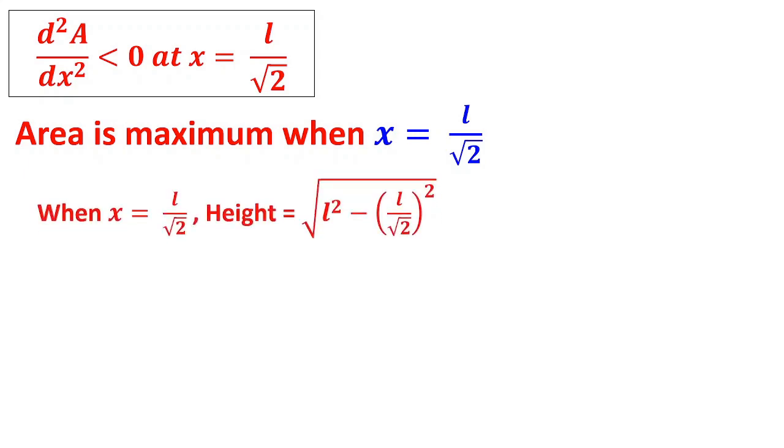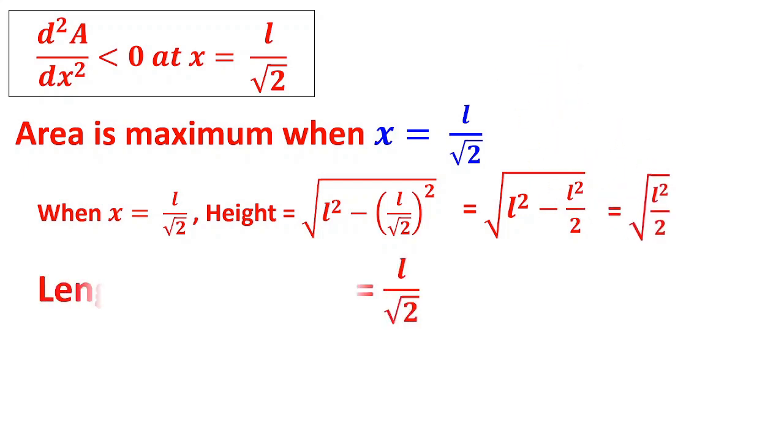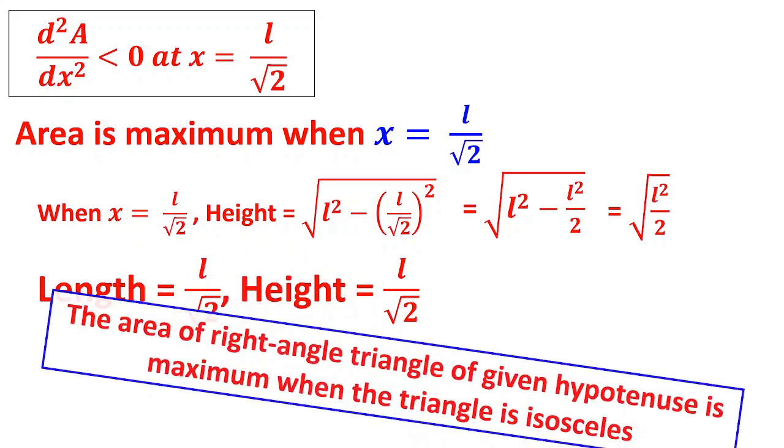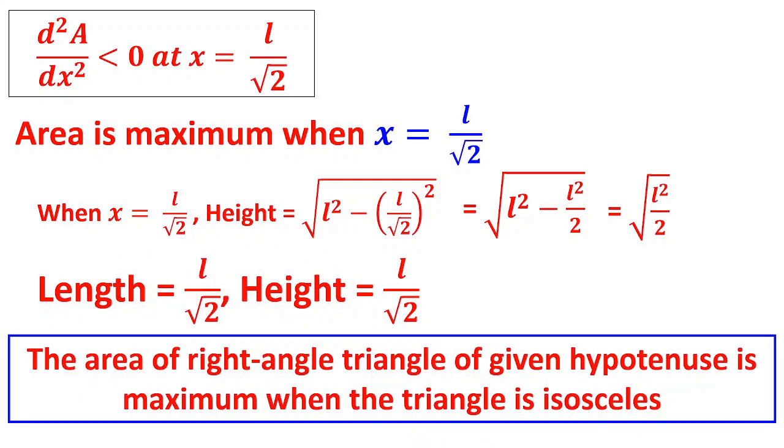What will happen when x is L by root 2? Height is L square minus x square under square root. Therefore, it is L square minus L square by 2. Therefore, this answer is also L by root 2. Therefore, length is also L by root 2. Height is also L by root 2. Therefore, when the area is maximum, the right angle triangle will be an isosceles right angled triangle.